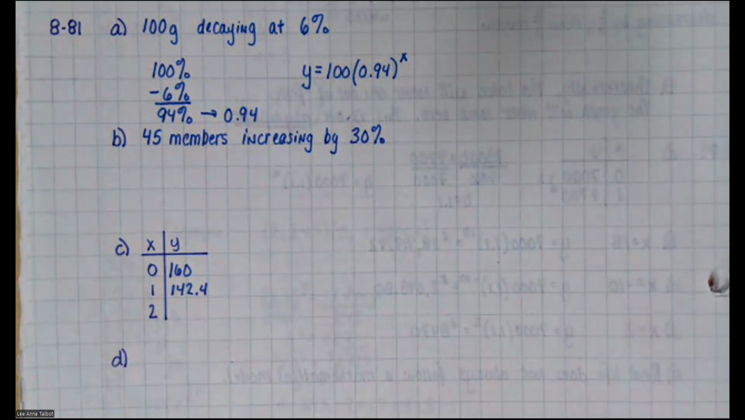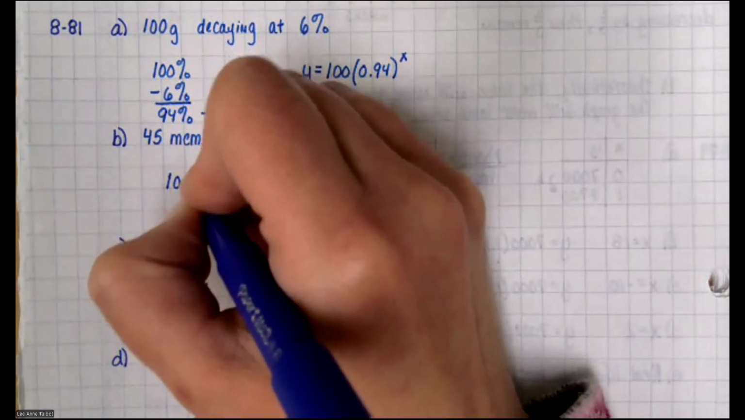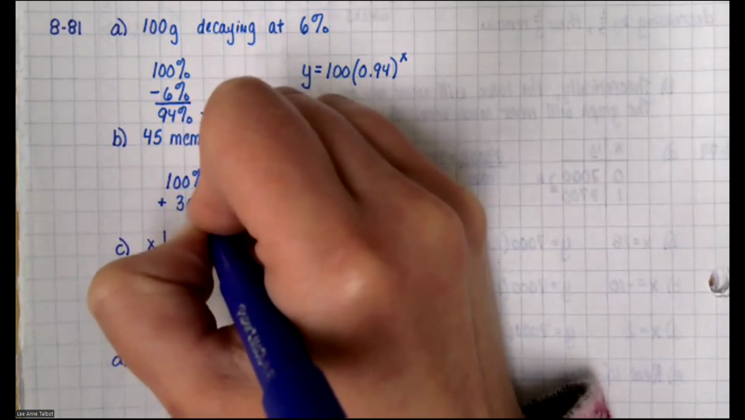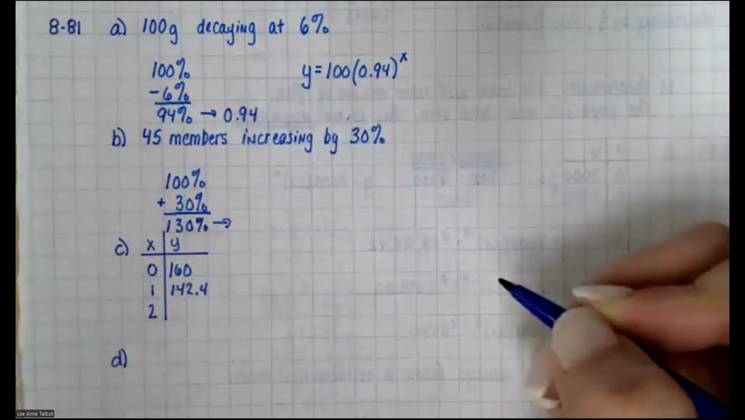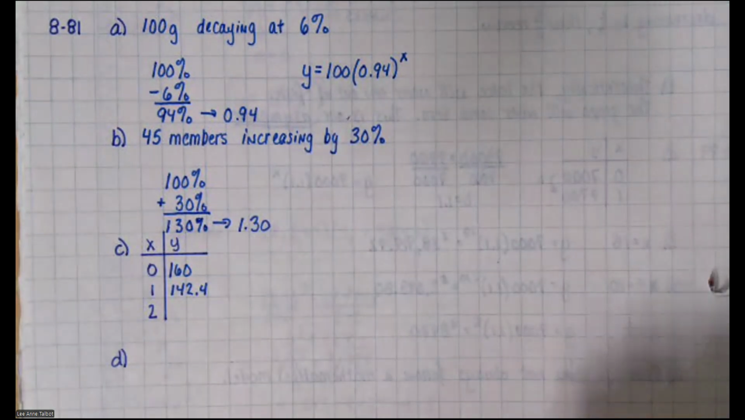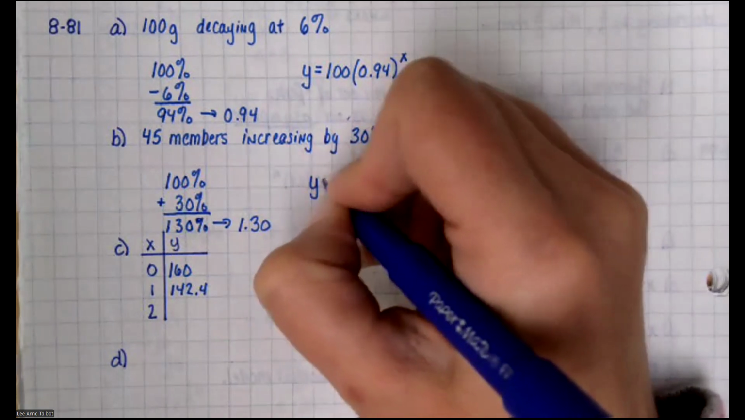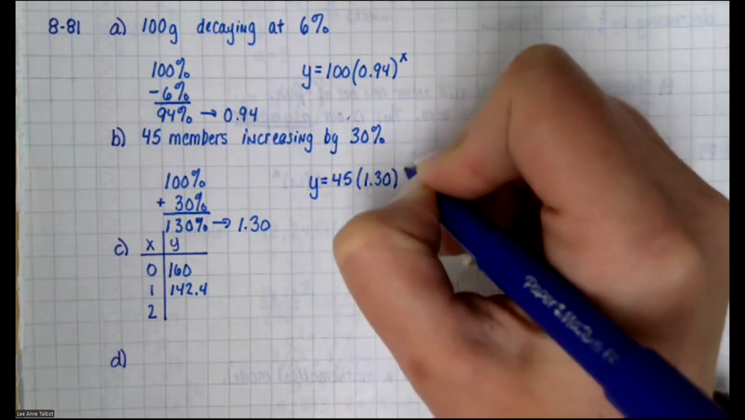You have a club. It has 45 members, increasing by 30%. Going up, right? Increasing. So what do I do? Yes, beautiful. 100% plus 30% is 130%, as a decimal 1.3. I'm going to put 1.30. You can put 1.3, same thing. Equation: y equals 45 times 1.3 to the x.